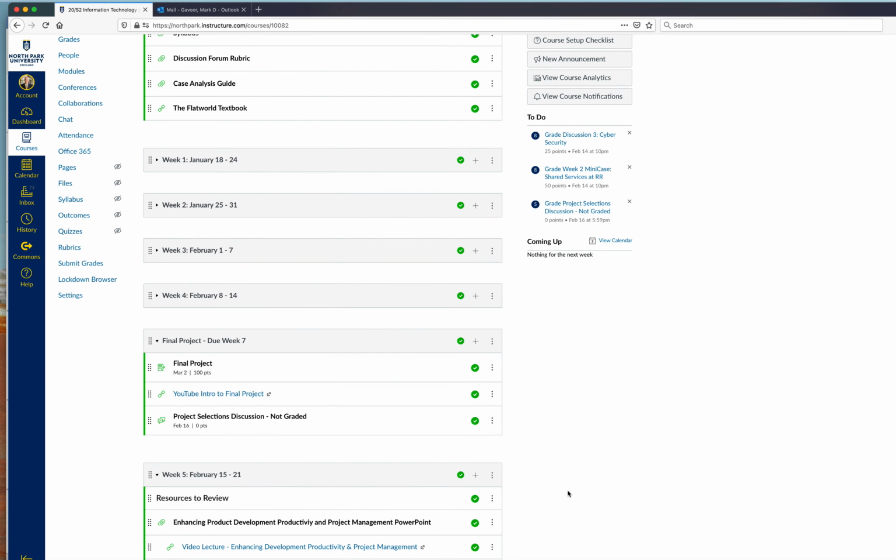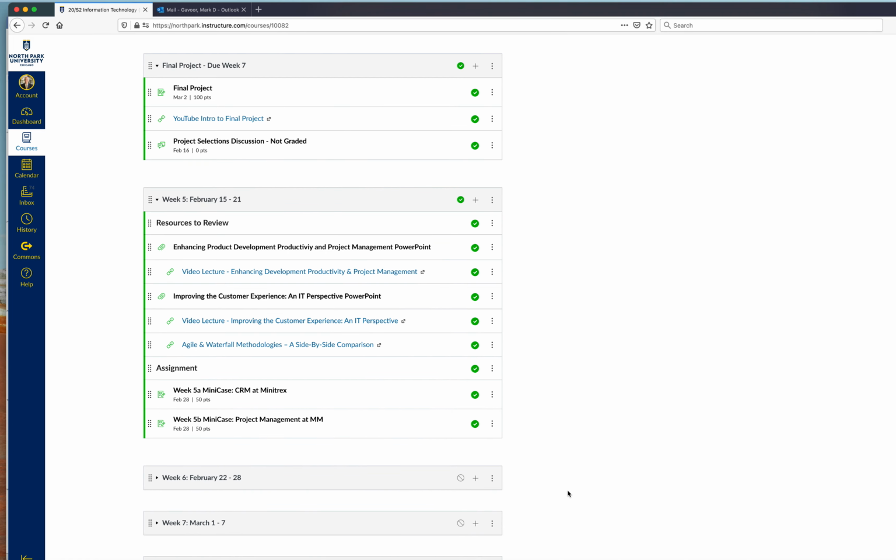I'd like to just introduce week 5, and this will be the last set of mini cases. I provided 2 lectures from another textbook where I got the mini cases actually from, and it's out of print, so I guess I don't mind using them. One is enhancing product development, productivity, and project management. And then there's a project management mini case that goes with that.